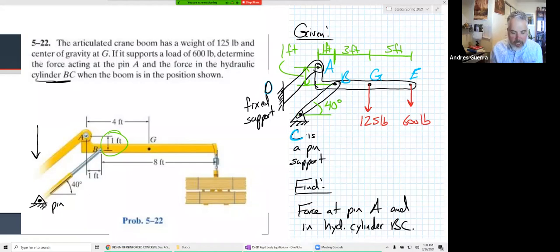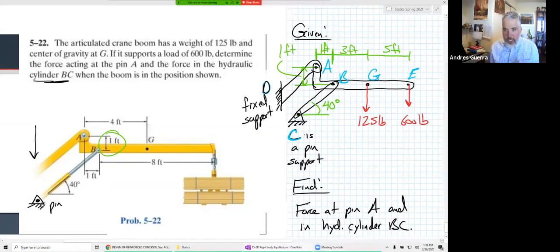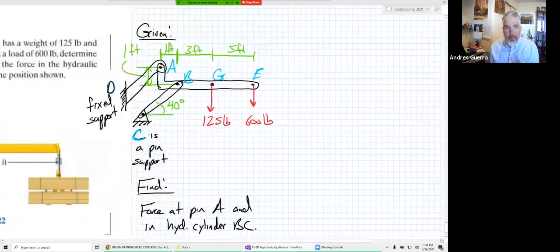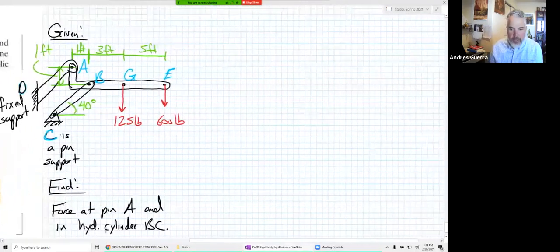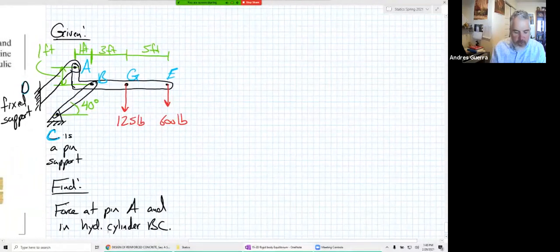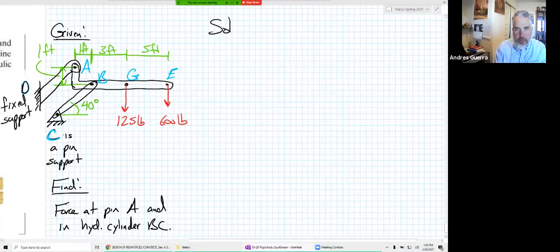So all of a sudden now it's kind of like, holy cow, there's a lot going on, isn't there? We have two forces. We've got a pin connection at A. There's a pin connection at B. There's a hydraulic cylinder. But let's look at how we can break this problem down into steps that we can use for any problem in 2D rigid body equilibrium.